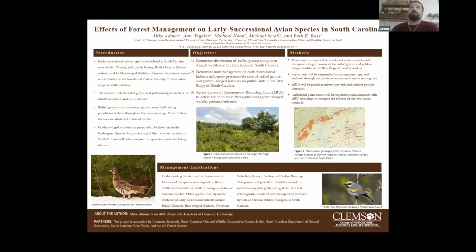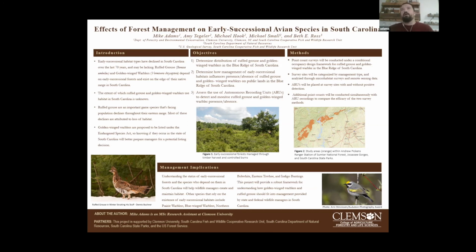So a few objectives of my study are to determine the distribution of ruffed grouse and golden winged warblers in South Carolina. With that, we want to understand how management of early successional forest influences the presence and absence of golden winged warblers and ruffed grouse, specifically controlled fires and timber harvest. And then the last thing we want to figure out is how autonomous recording units can be used to detect and monitor both species. So we're going to do this through point count surveys primarily. They're going to be conducted throughout the Blue Ridge of South Carolina on public lands. They're going to be conducted in a conditional occupancy modeling framework.